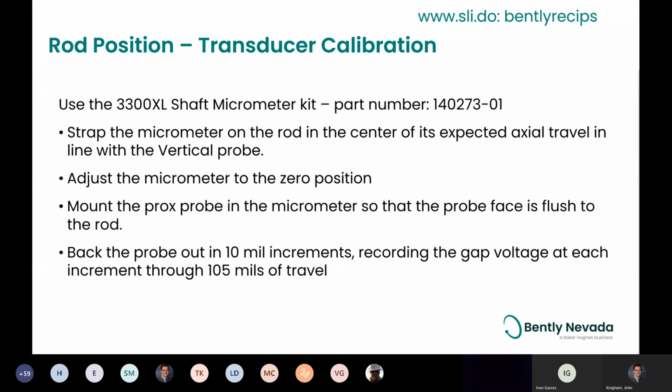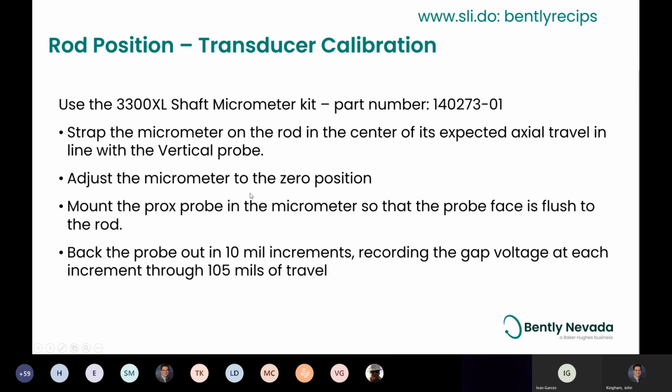The 3500 does all those calculations for you automatically, and it tells you where to gap the probe within its linear range, because typically towards the upper end, when you're up at 100 mils of travel, you may be outside of the linear range of that transducer.